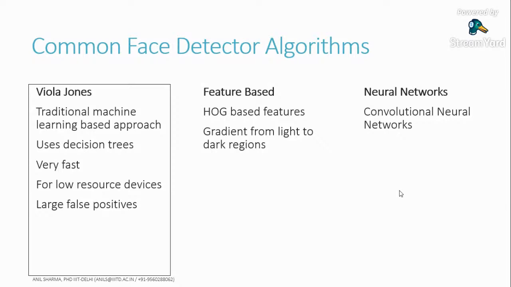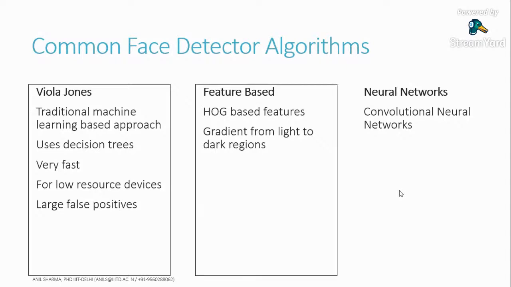Viola-Jones is a traditional machine learning-based approach to perform face detection. It uses decision trees, and it is very fast, which runs very well on low resource devices. But its disadvantage was that it has a very large number of false positives. So that's why nowadays we are not using this algorithm. But a decade ago, it was the most common face detection algorithm.